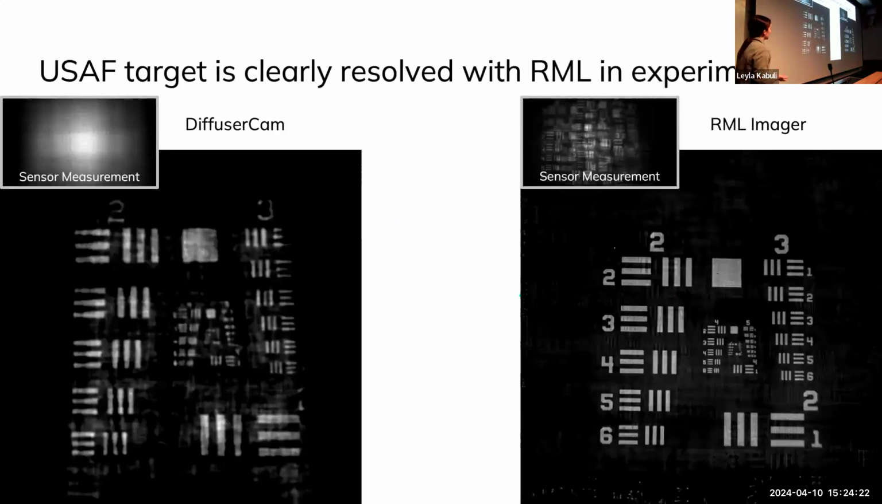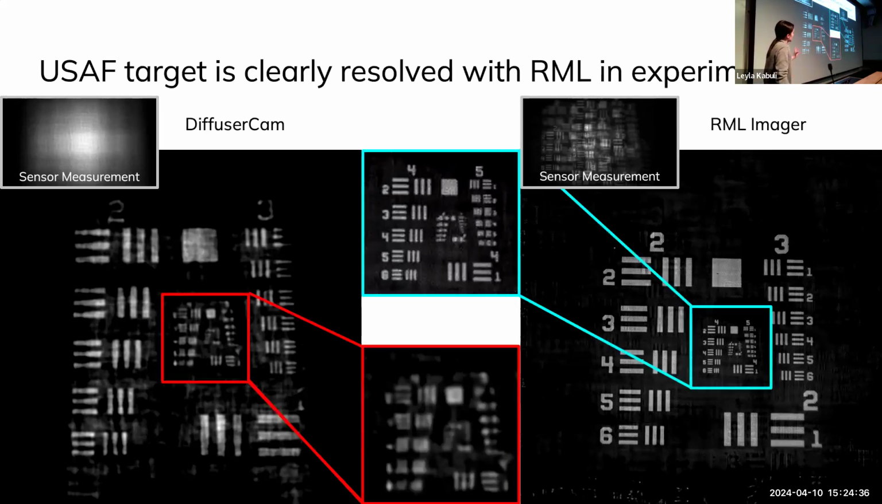Here we have a result for the US Air Force standard resolution target, displayed on a phone screen and captured with the system. On the left is the DiffuserCam result, and on the right is the RML imager. Can also zoom into the center to see the resolution and quality improvements between the 2 systems. You might also notice if you look at the sensor measurement, the DiffuserCam measurement just looks like a few grid points, but it's overall grayed out, whereas the RML imager measurement looks like just the superimposed copies. It's a little easier to separate out what the object is in that case.